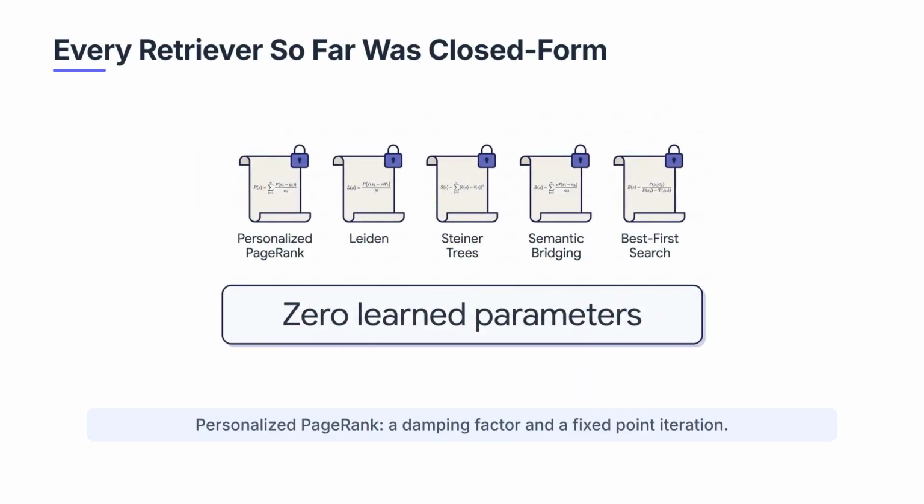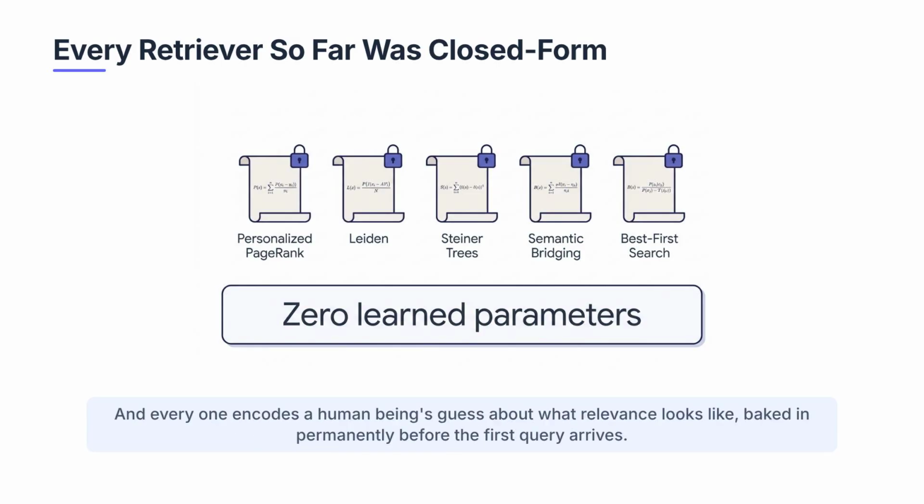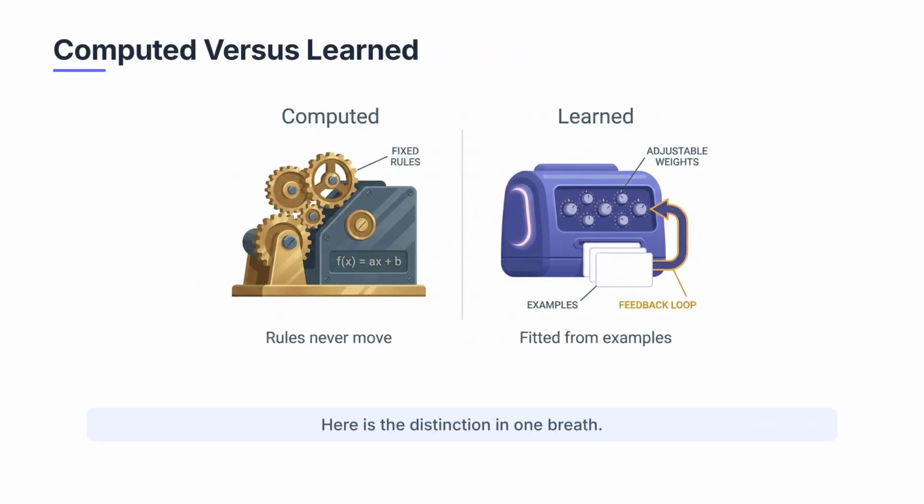Run the inventory. Personalized PageRank, a damping factor and a fixed-point iteration. Leiden, modularity optimization. Steiner trees, a combinatorial cost minimization. Local semantic bridging, matrix multiplications. Best first search under a budget, a policy you wrote by hand. Every one is a beautiful, deterministic, explainable procedure. And every one encodes a human being's guess about what relevance looks like, baked in permanently before the first query arrives. Here is the distinction in one breath.